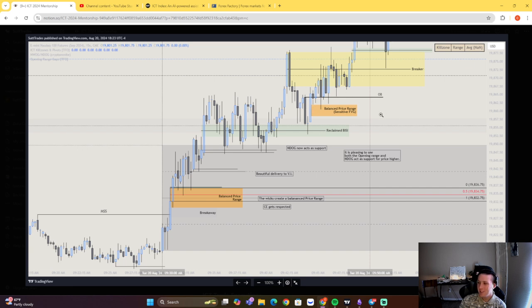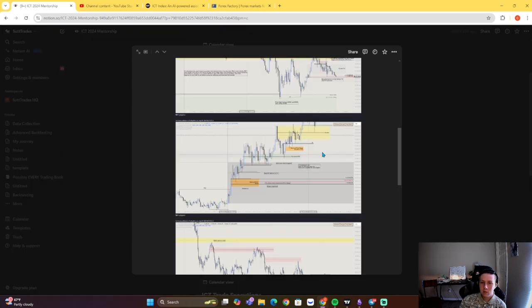I just say it's a sensitive fair value gap when we have a balanced price range. Fair value gap in, fair value gap out, balanced price range. Boom, right there. And we see displacement. And then what is this? Breaker right there. Beautiful.